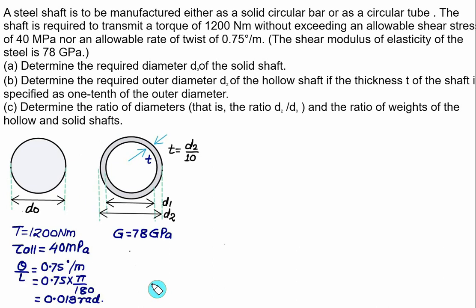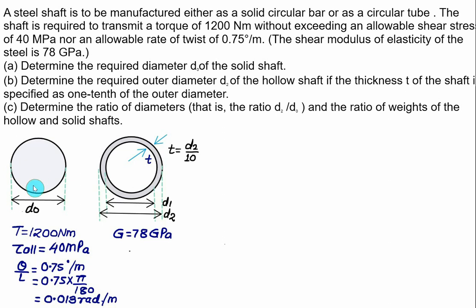For both cases here, the torque transmitted is equal to 1200 Newton meter. The value of G is given as 78 gigapascal. Allowable shear stress is given as 40 megapascal for both solid and hollow, and theta by L is 0.75 degree per meter. So 0.75 multiplied by pi by 180 is equal to 0.013 radian per meter.